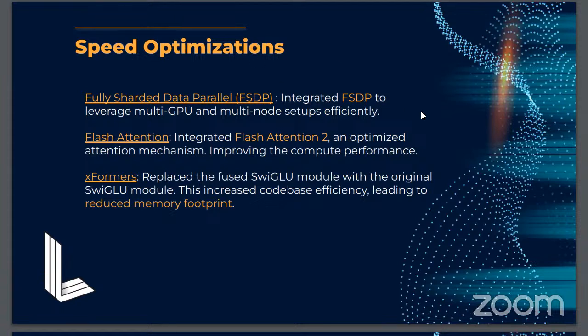TinyLlama has three speed optimizations. Fully sharded data parallel, FSDP: TinyLlama integrated FSDP to leverage multi-GPU and multi-node setups efficiently. FlashAttention: TinyLlama integrated FlashAttention 2, an optimized attention mechanism, improving the compute performance. xFormers: TinyLlama replaced the fused SwiGLU module with the original SwiGLU module. This increased codebase efficiency, leading to a reduced memory footprint. Next.